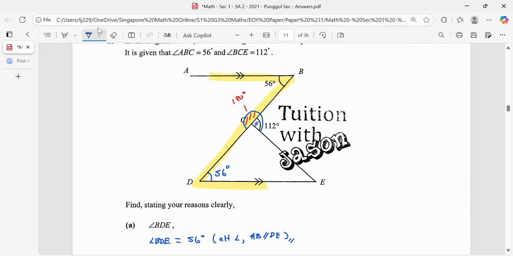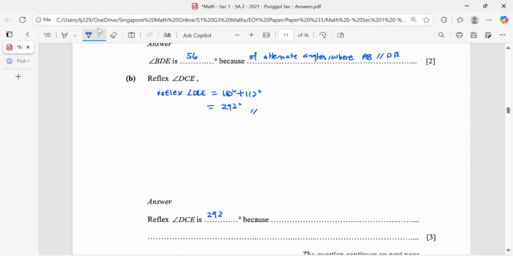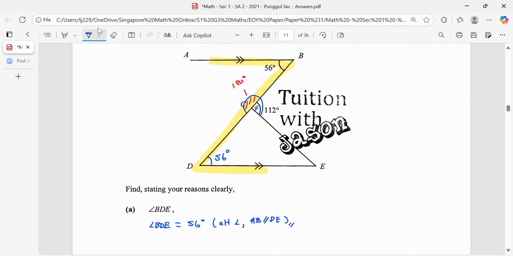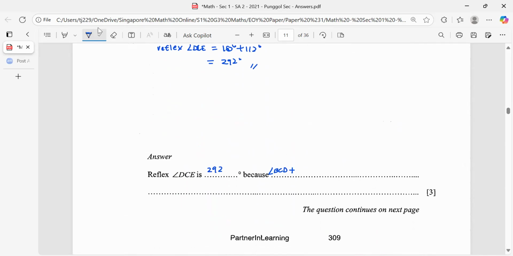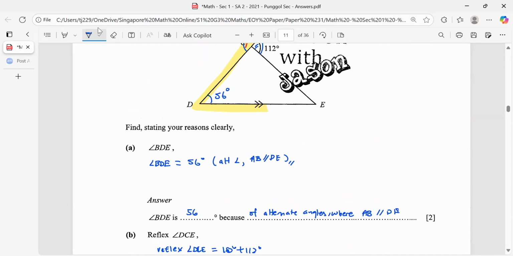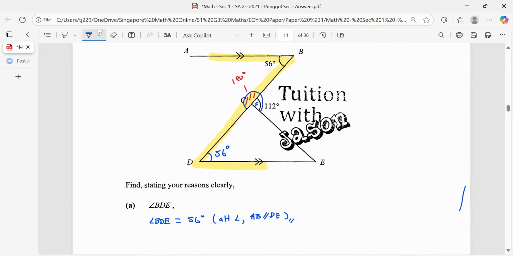I will have to mention that BCD is a straight line. And BCD plus BCE equals to 180 degrees plus 112 degrees, since BCD is a straight line. So that can be used.